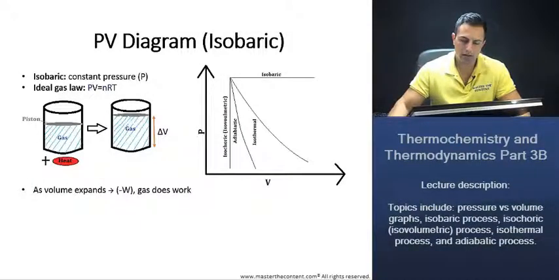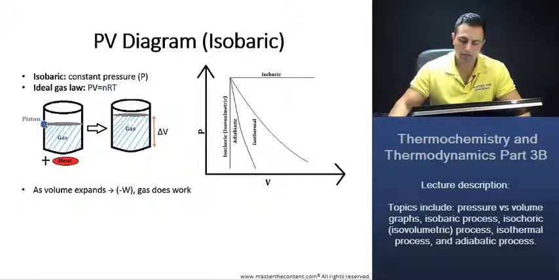Here we see that if we look on our graph, isobaric is a straight line. That straight line is demonstrating a constant pressure. So isobaric is telling us that the pressure is constant. Another way we can interpret this, according to our ideal gas law, is that if our pressure is constant and our gas is constant, then any increase in temperature is going to be an increase in volume, right?